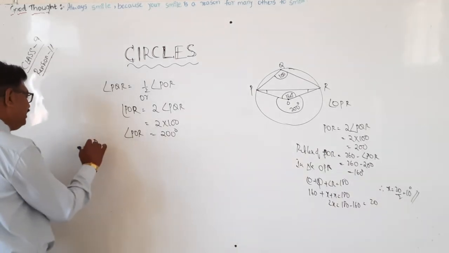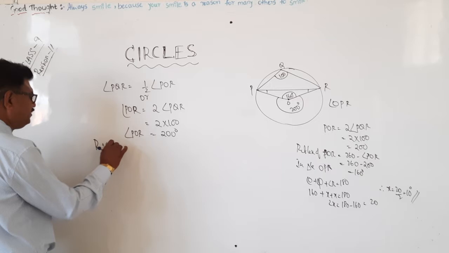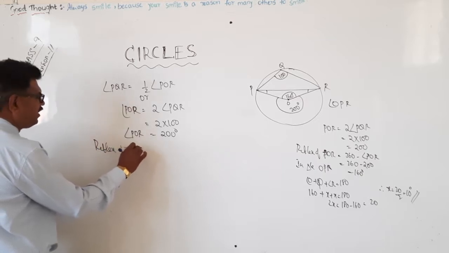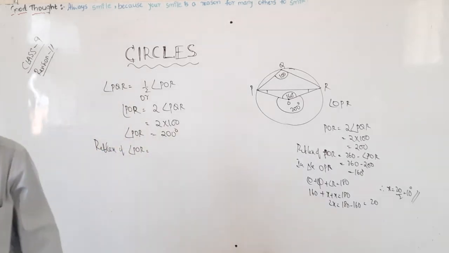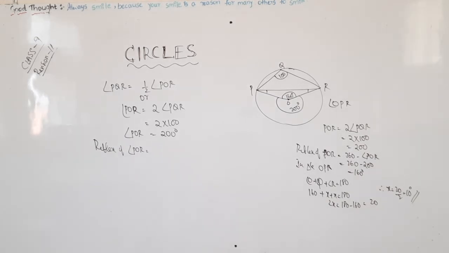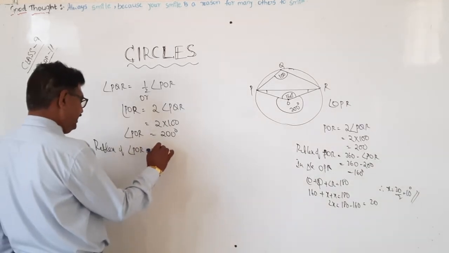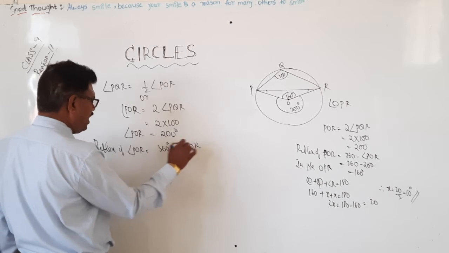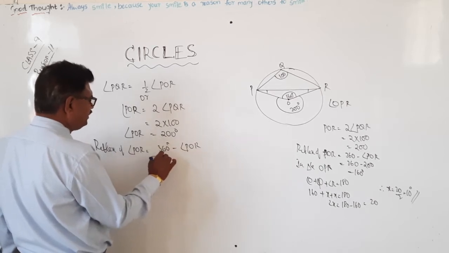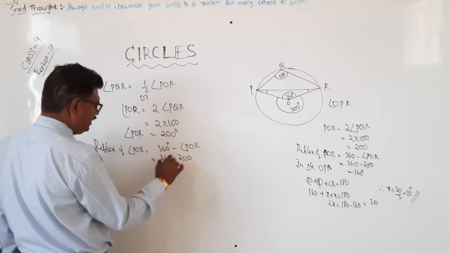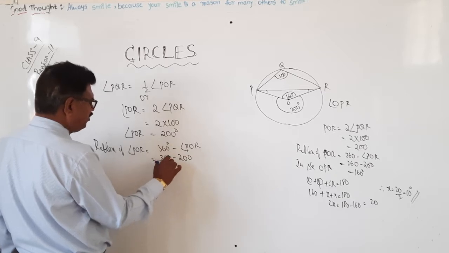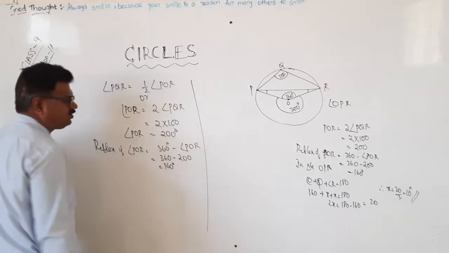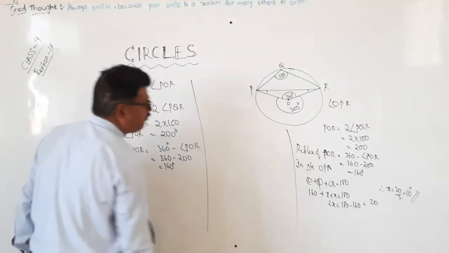Now find reflex of POR. Yes, reflex of POR is equal to 360 degrees minus angle POR. It is equal to 360 minus 200. It is nothing but 160 degrees. Okay na? Yes. Very simple.